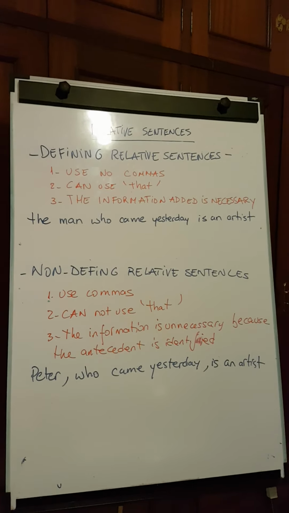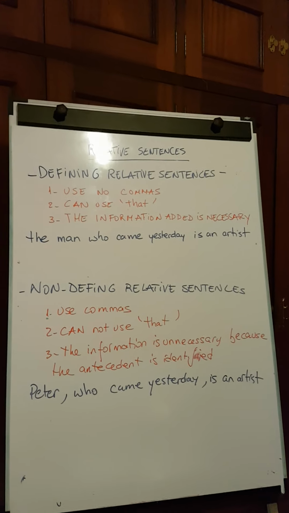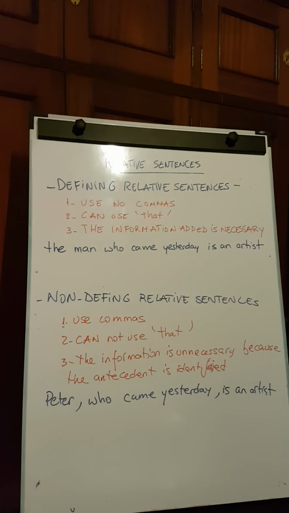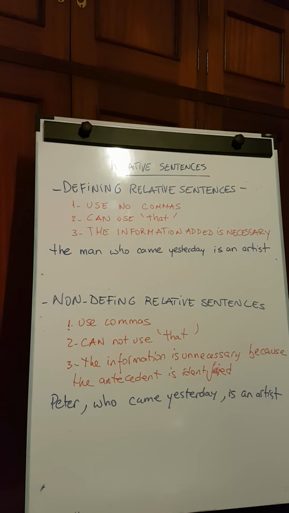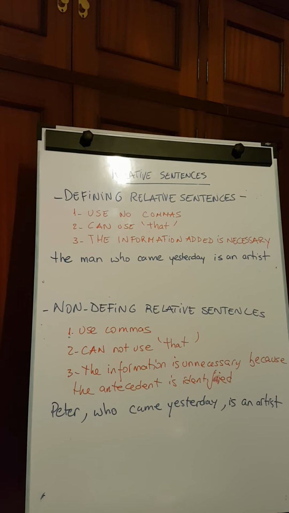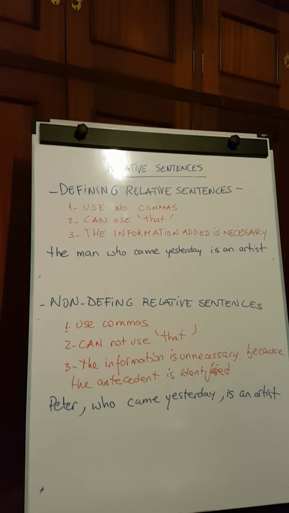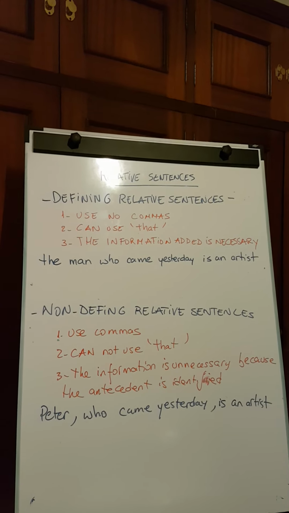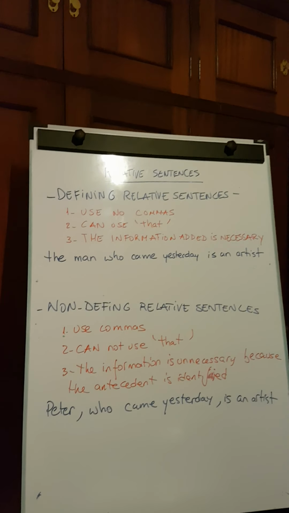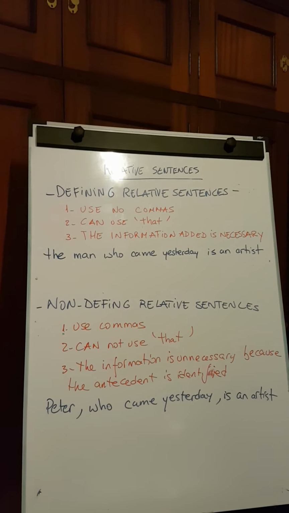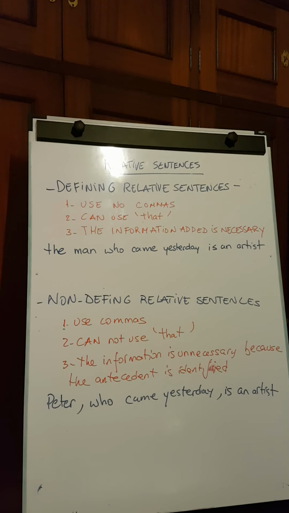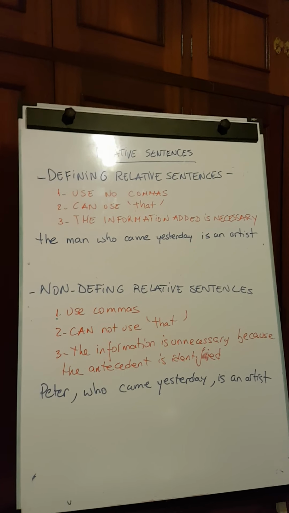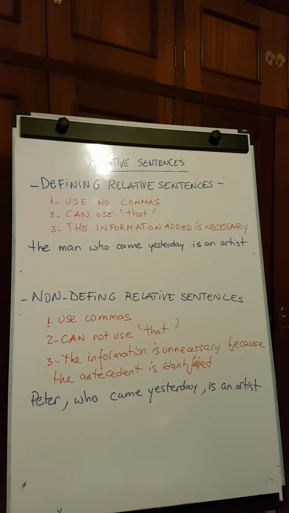A non-defining relative sentence, as you see, normally visually you can see quite the difference. You see the two sentences I have written here. In the first you have the man. If you don't have the relative sentence, you don't know who you are talking about. But in the second you have the name of a person. You have Peter, who came yesterday, is an artist. If I omit the relative sentence, I have Peter is an artist. This is a sentence which makes sense because Peter is an identified person. Okay, so this information is extra.